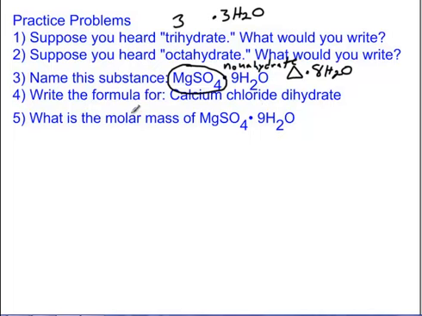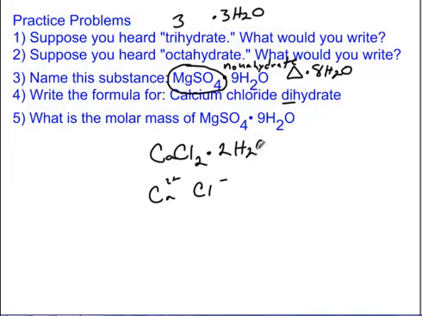And then here's one. Write a formula for calcium chloride dihydrate. Well, as you guys know, the formula for calcium chloride is that, right? We know calcium as an ion is +2, chloride as an ion is -1. And then we have to add how many waters? Well, we have to add 2 waters, right? Hopefully that makes sense. So 2 H2Os.